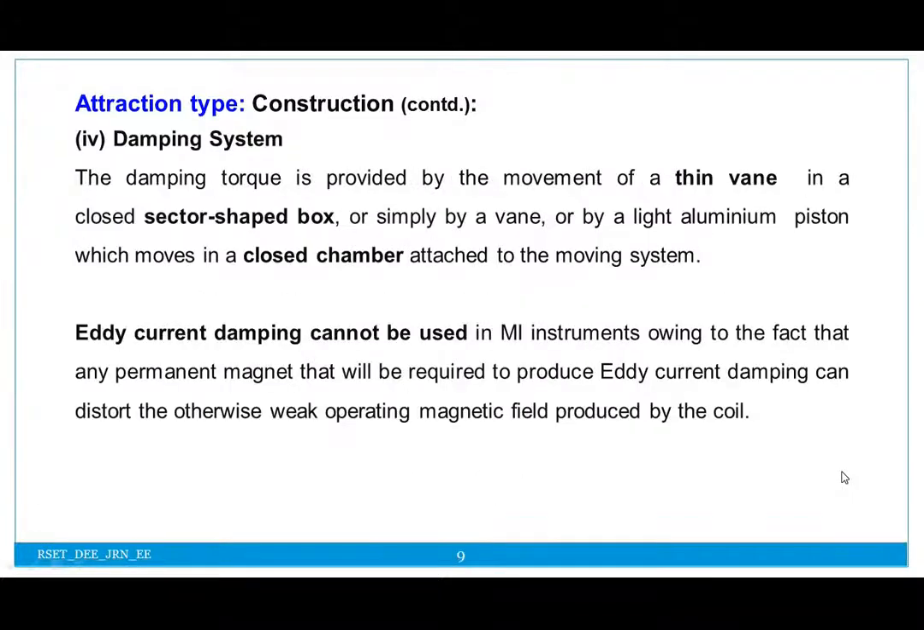We'll come to it. Now the damping system: the damping torque is provided by the movement of a thin vane in a closed sector shaped box, or by a vane, or by a light aluminum piston. We have seen the previous diagram. By a light aluminum piston which moves in a closed chamber attached to a moving system. Now, eddy current damping cannot be employed for moving iron instrument owing to the fact that any permanent magnet that will be required to produce eddy current damping can distort the otherwise weak operating magnetic field produced by the coil.